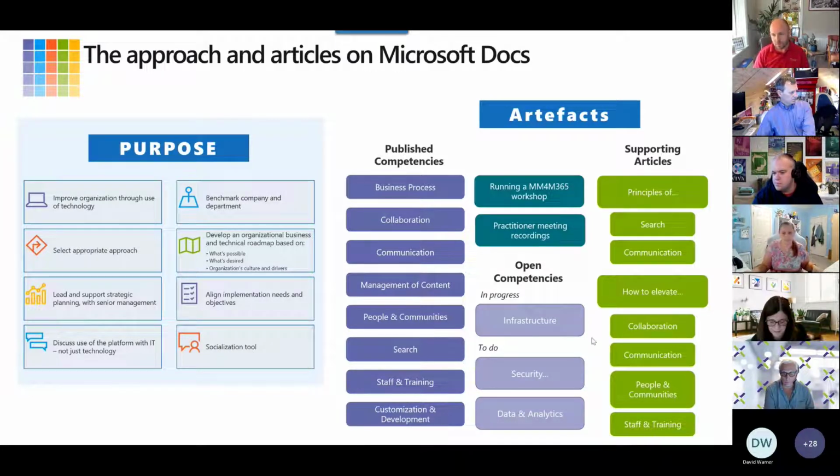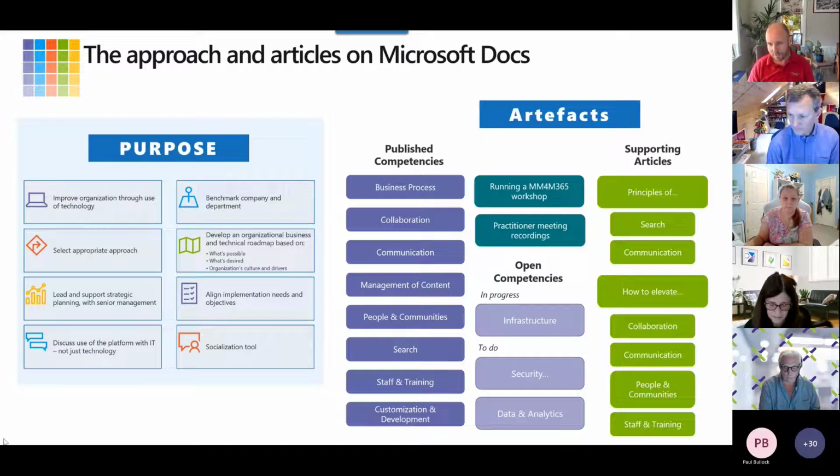So, what are the principles of search and communication, and then also how to elevate. We've got the maturity model, which is talking about what the benefits are, but then how do you move from level 100 to 200? What do you need to do? So we have some how to elevate documents on the competencies mentioned there. We are going to be starting some work on data and analytics, I believe. We have a couple of people who are looking to get involved, so that should be good. So we can start moving that forward too. Next slide, please.